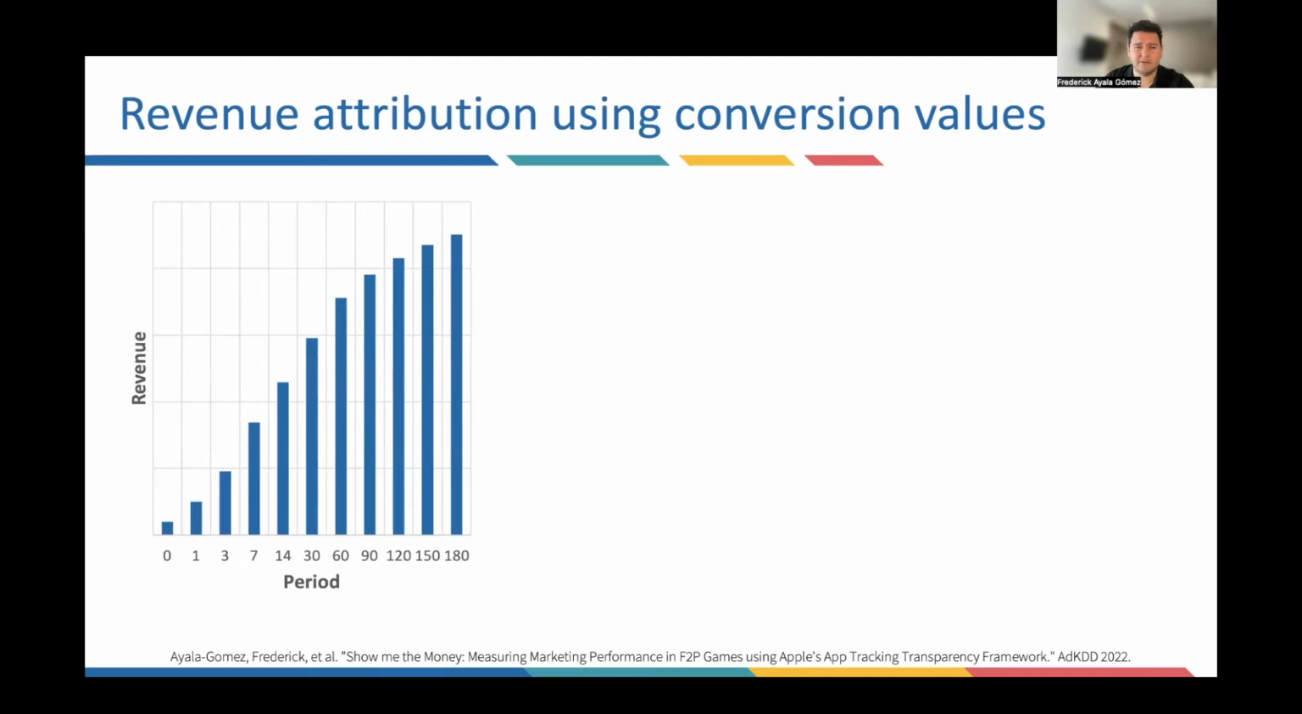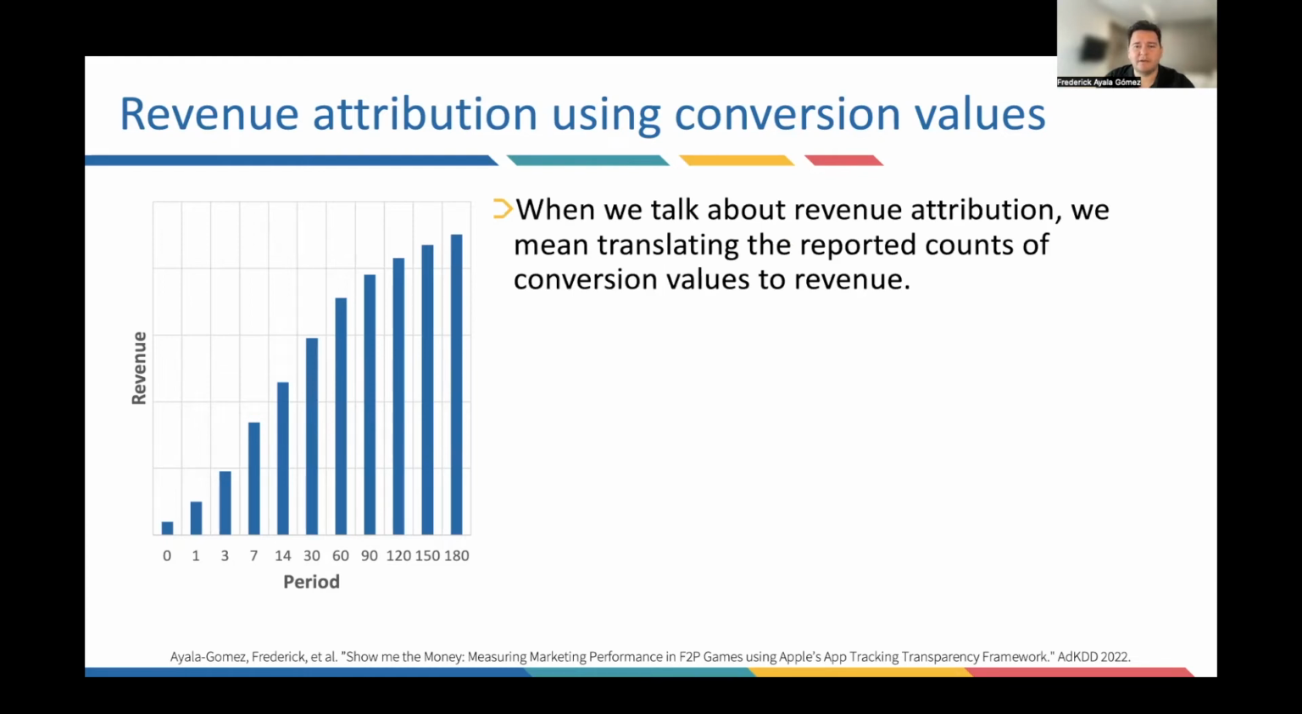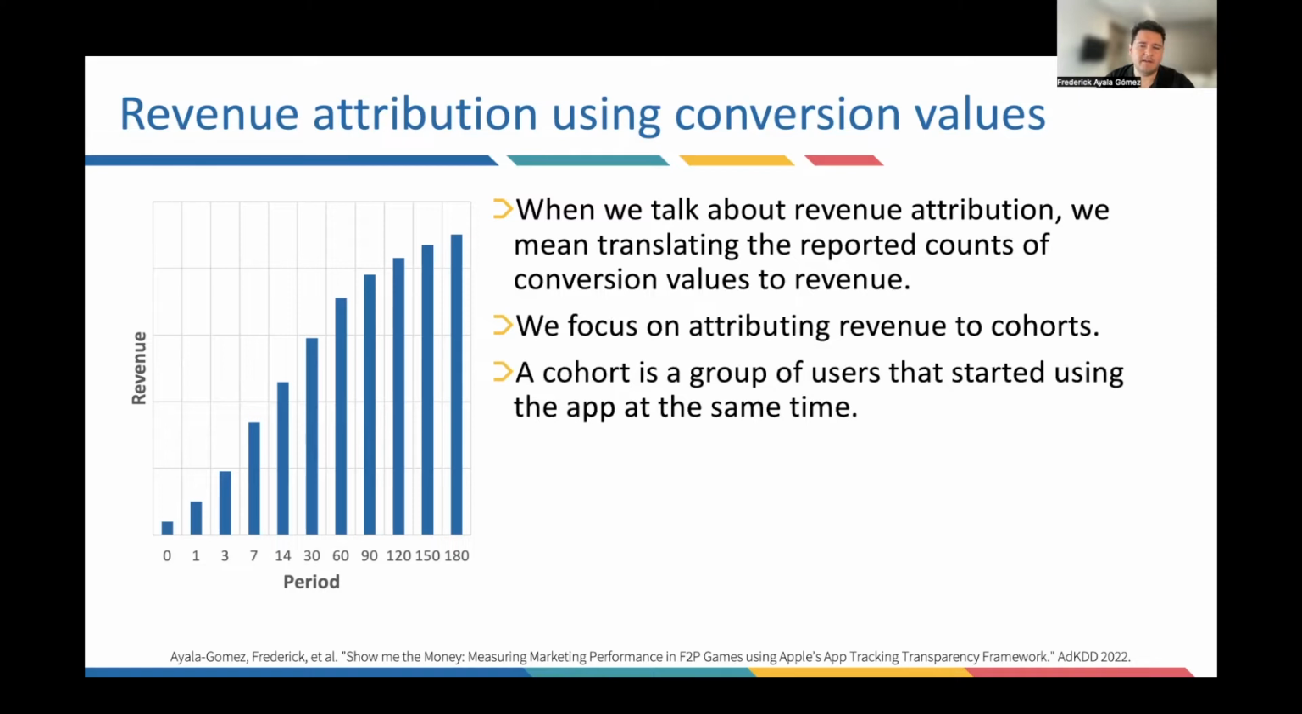When we talk about revenue attribution using conversion values, we mean to attribute revenue to advertising campaigns at a certain period of time. You can see in this figure that over time, the revenue accumulates, right? So we will look at a specific period and distribute the revenue that we have acquired over all of the campaigns and also the organic origin. Our paper is about translating the counts of conversion values that we receive from Apple to revenue. And we focus on attributing revenue to cohorts. As a reminder, a cohort is a group of users that start using the application at the same time, for example, during the same date.